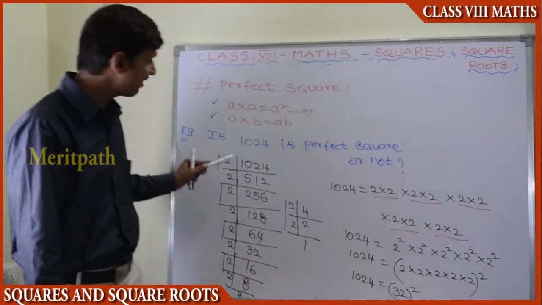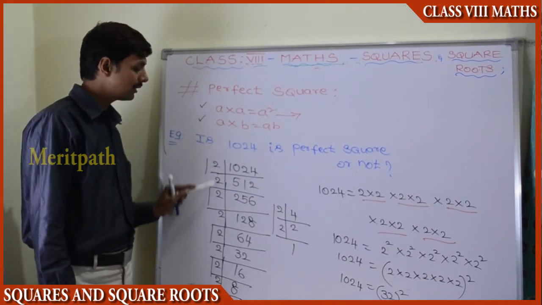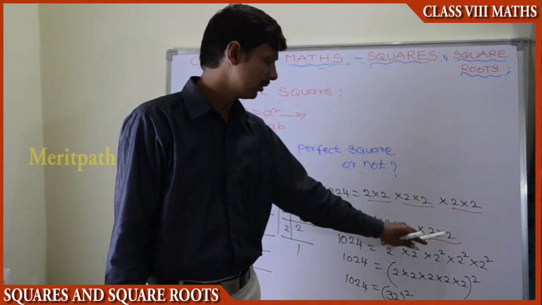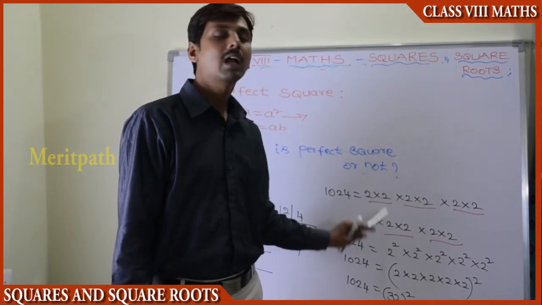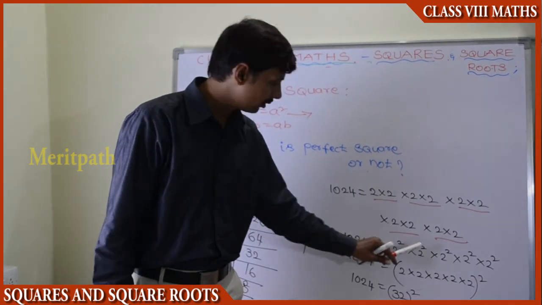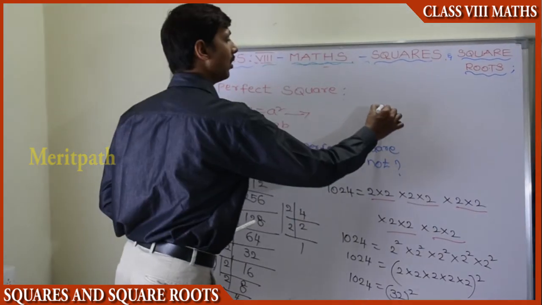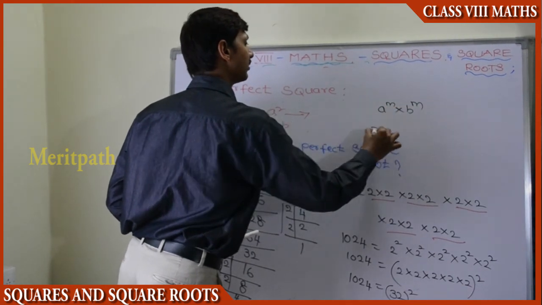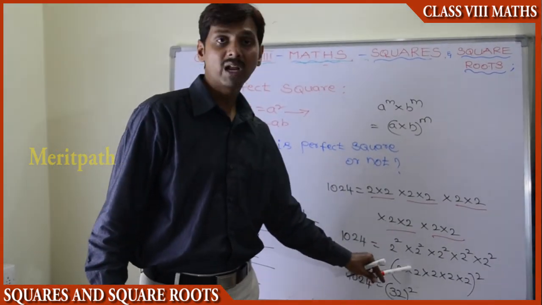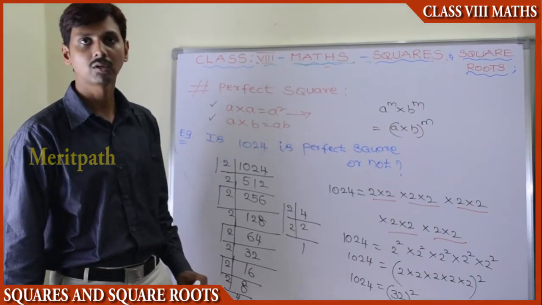Let's recall: we used the prime factorization method for 1024 using prime numbers. We took 2 and continued the process. We got 1024 equal to 2 into 2, five times. We have written each 2 into 2 as 2 power 2, five times. These all have the same power, so we retain the multiplication for one power. We can write this using the formula a power n into b power n is equal to a into b whole power n. Using this identity, we wrote all the powers as one power on the multiplication. Then we multiplied all the numbers and got 32. 32 whole square is equal to 1024.